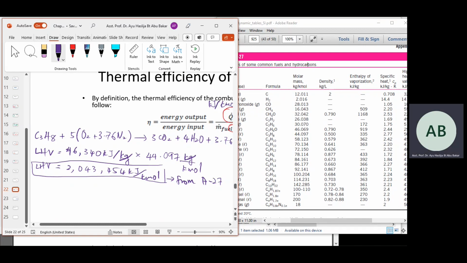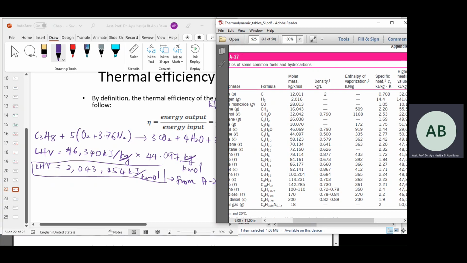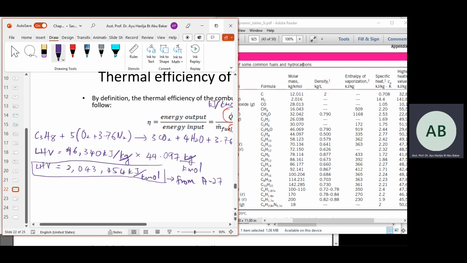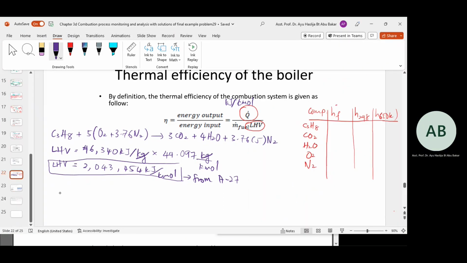Okay, let's say in the table you cannot find the LHV. So how do we get the LHV for a certain fuel? Okay, now let's say the LHV is not obtained from the table. LHV is equivalent to the heat of combustion. So here it involves the product minus reactant.